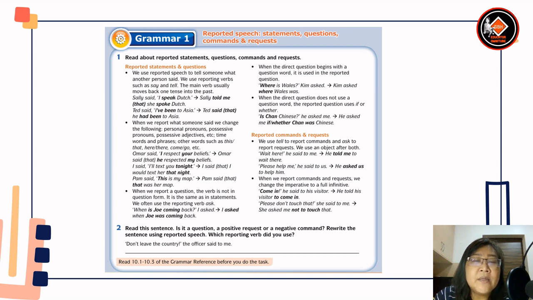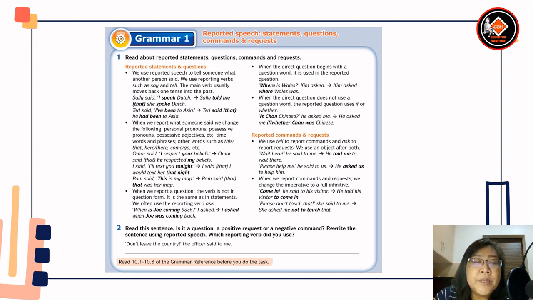Omar said, I respect your beliefs. So the reported speech, Omar said that he respected my beliefs. So your has been changed to my. I said, I'll text you tonight. I said that I would text her that night. So tonight is changed to that night. Pam said, this is my map. Pam said that was her map. So this we need to change to that.